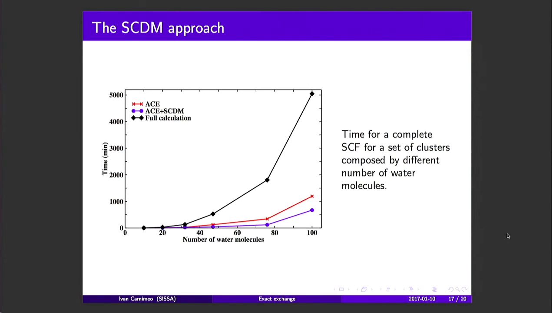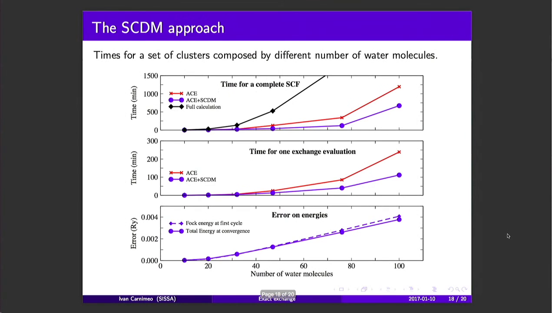So if we set a threshold and we neglect the bands that are too far from each other, combining the localization with the ACE algorithm, we can see that we can further reduce the computational time, and in this case, the time for evaluating the SCF for a cluster of 100 water molecules is about half the time required for a full ACE approach.